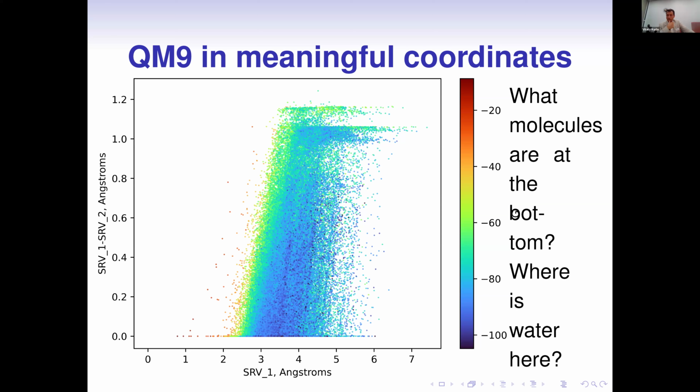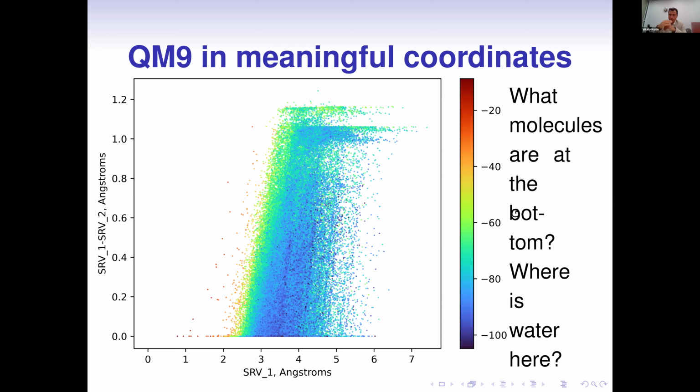And the coordinates? The first x coordinate is SRV1. We had this in the previous slide. I introduced this sorted radial vector, and basically SRV1 means the distance from the center of mass of the molecule to the furthest away atom in the molecule, and SRV2 is the second furthest away. So in the x coordinate we have SRV1, and in the y coordinate we have SRV1 minus SRV2.